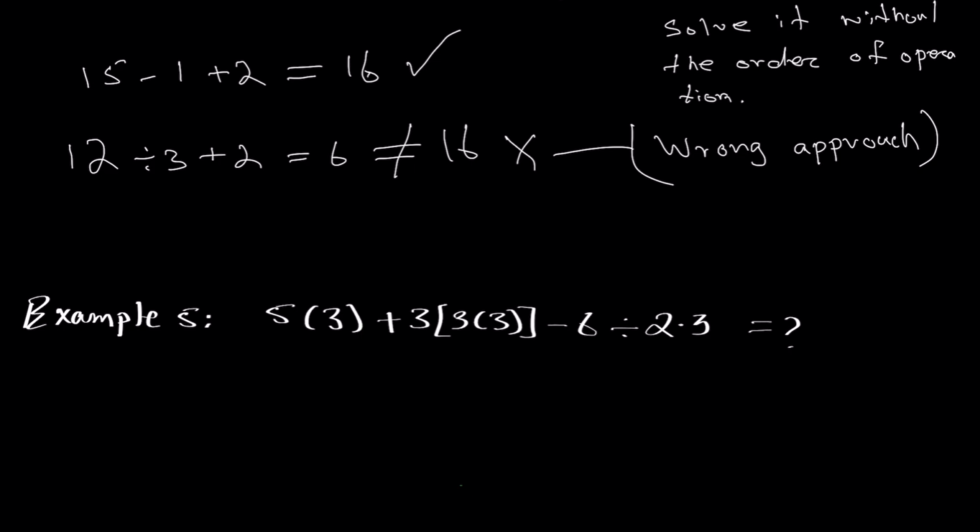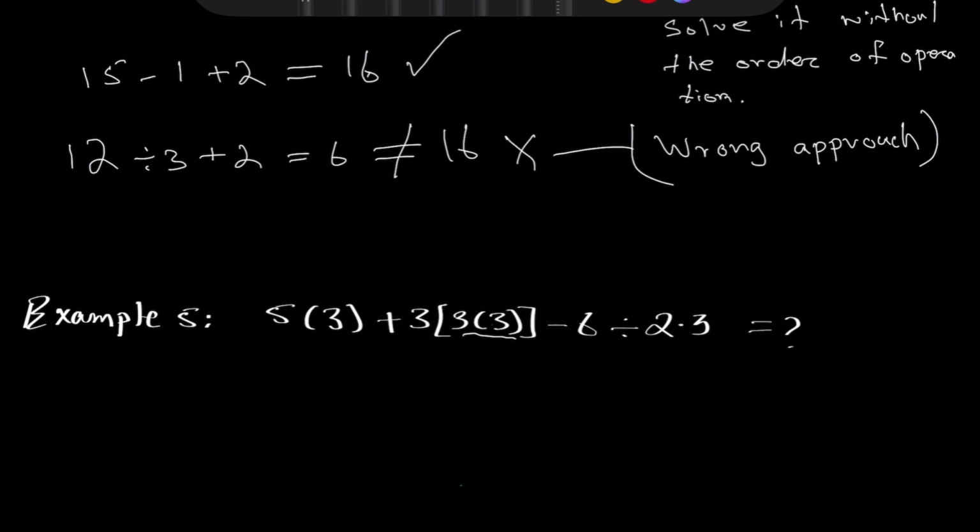Always, when we have parentheses, brackets, division, multiplication, and addition, what do you do? You try to simplify the parentheses and brackets first. We simplify from the inner side of a big bracket, which is this 3 times 3. So we will simplify the parentheses, then we will simplify the brackets.